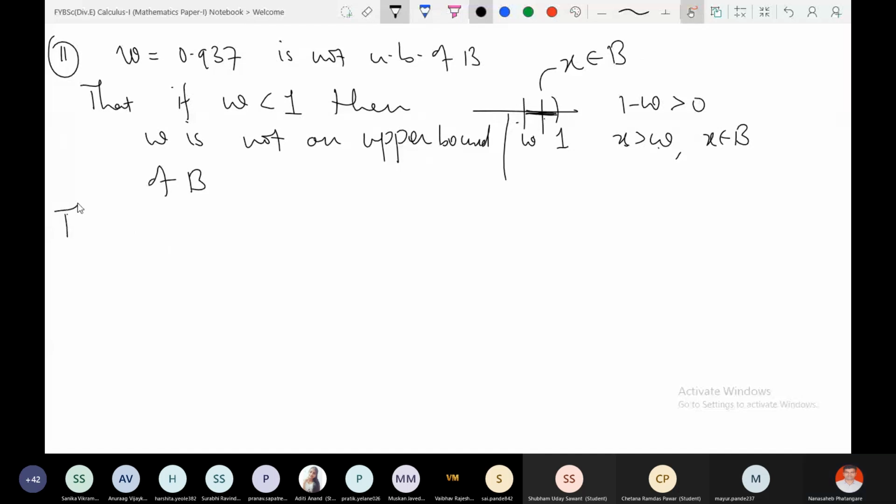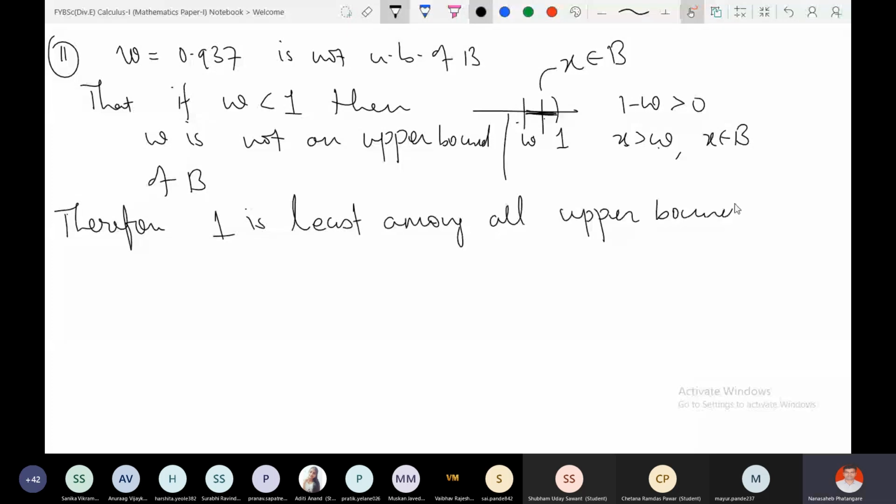Therefore, 1 is the least among all upper bounds of B. It is the least because first of all 1 is an upper bound, right? And all other numbers greater than 1 are upper bounds, and no number smaller than 1 is an upper bound, so 1 is the least. So this is just a simple observation.